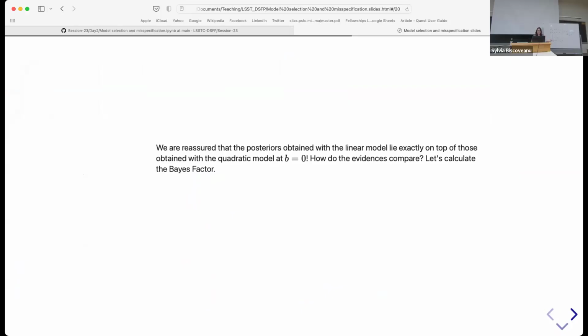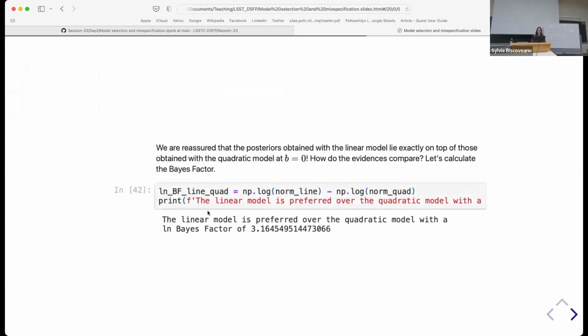Okay, so finally, we can calculate our Bayes factor, and we see that the linear model is preferred over the quadratic model with a Bayes factor of 3.16. So maybe this is not what we were expecting. This is, again, a weak statistical preference. This isn't like whopping evidence for one model over another. But we kind of expected the quadratic model to provide an equally good fit to the data compared to the linear model. So why is the quadratic model slightly disfavored?